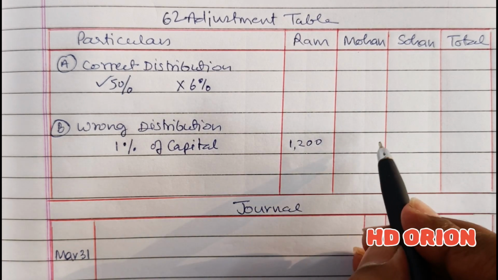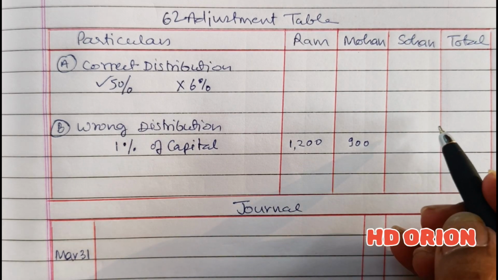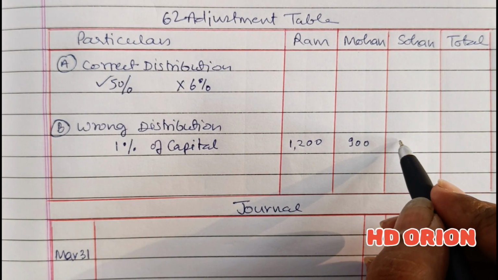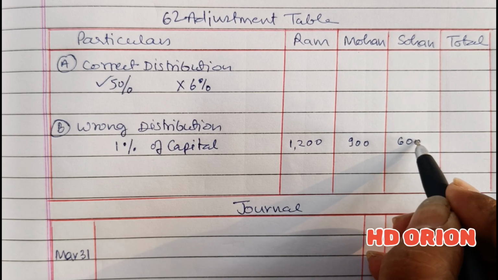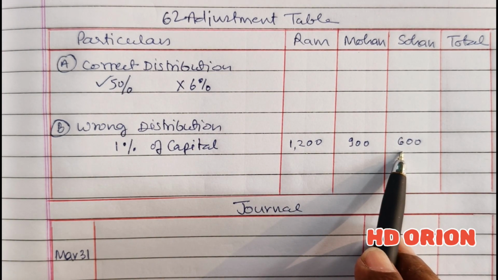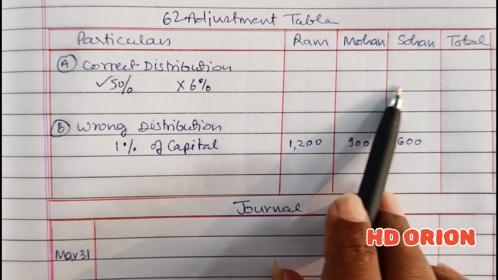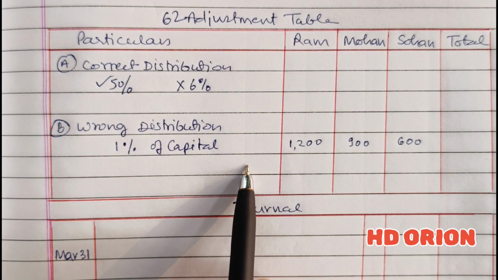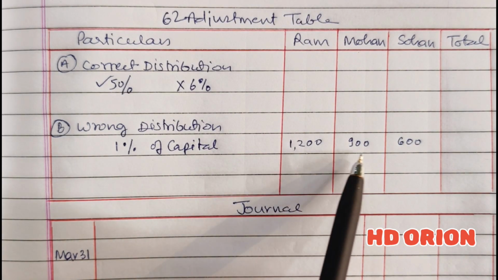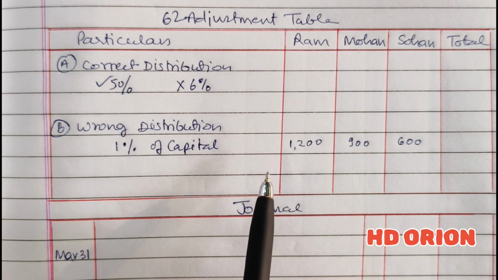And 90,000's 1% is 900 rupees. And Sohan's capital is 60,000, 1% of which is 600 rupees. So this amount has been wrongly distributed. It is not a must or compulsory that you have to start with the amounts with correct distribution. Sometimes the question is so designed that you know the wrong distribution, and from this wrong distribution you have to come back to correct distribution.